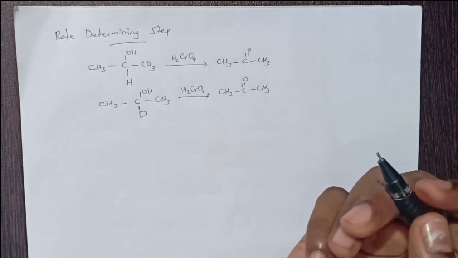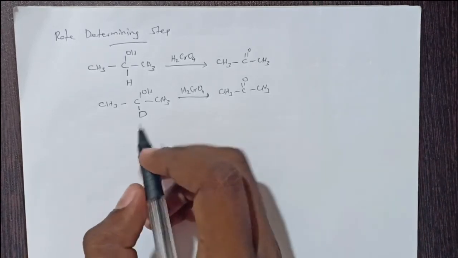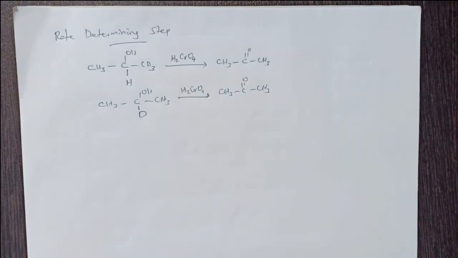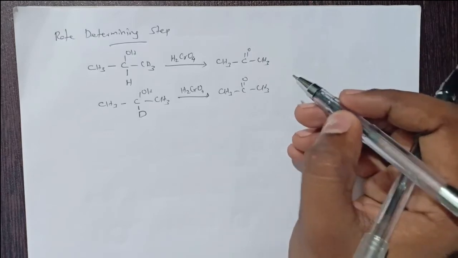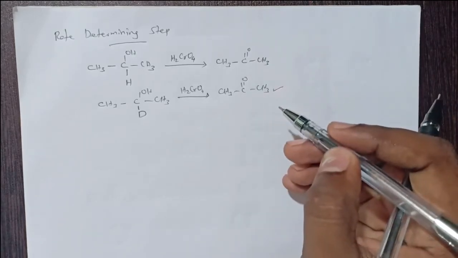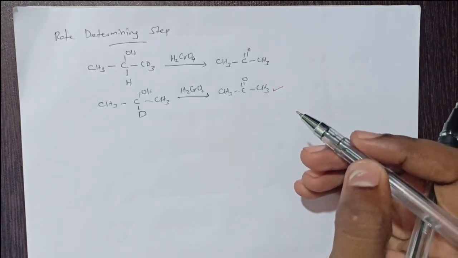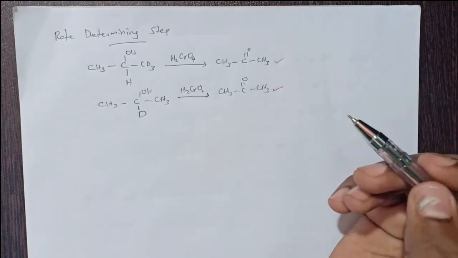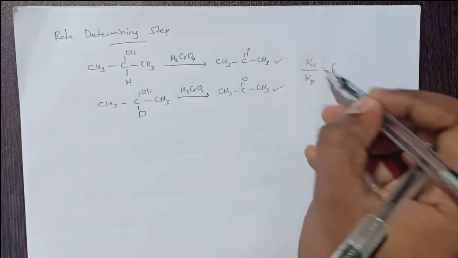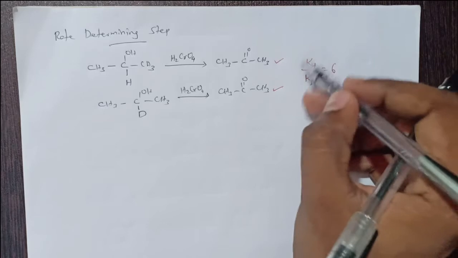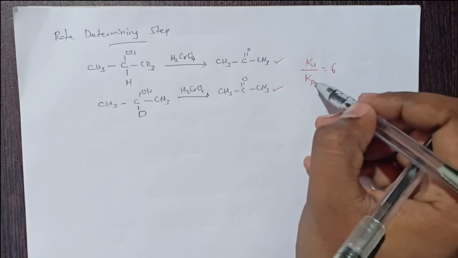And we are checking the kinetics of this reaction. It is found that the oxidation of the deuterated propan-2-ol with chromic acid is 6 times slower than the oxidation of this propan-2-ol. That means kH by kD is equal to 6. The reaction rate is 6 times slower for this deuterated one than this non-deuterated one.